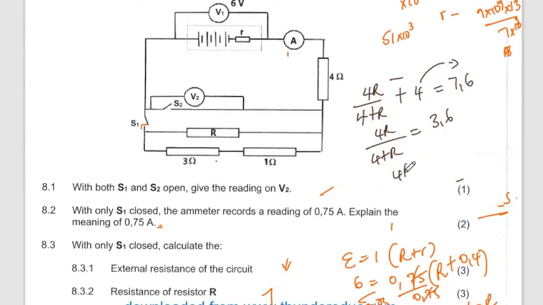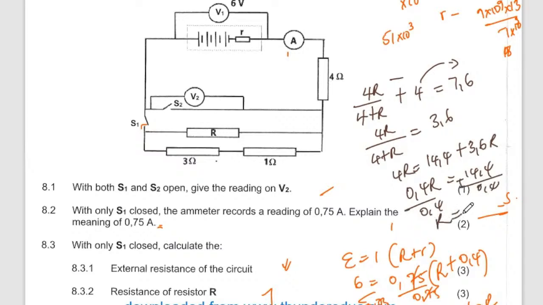Cross multiply. 3.6 times 4, I'm getting 14.4 plus 3.6 R. When I move the 3.6R to that side, I'm going to end up with 0.4R is equal to 14.4. Divide by 0.4, divide by 0.4. So my R is going to be 36 ohms. So this R is 36.